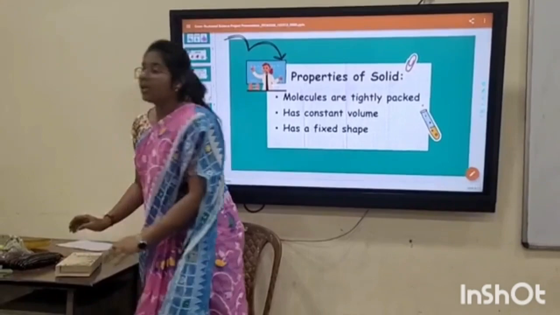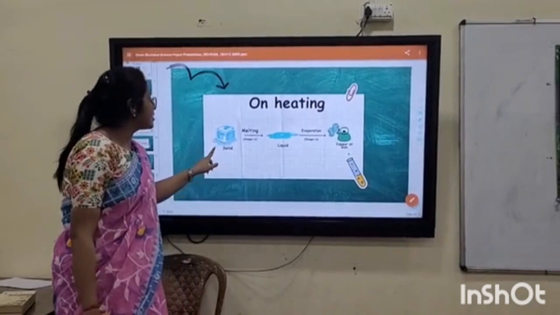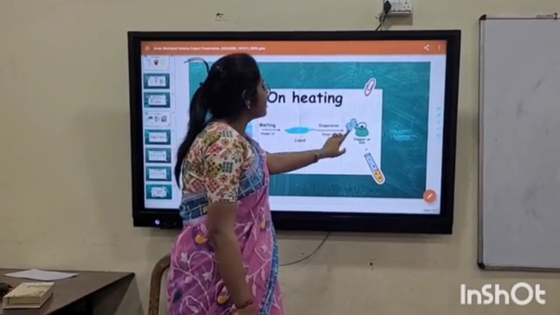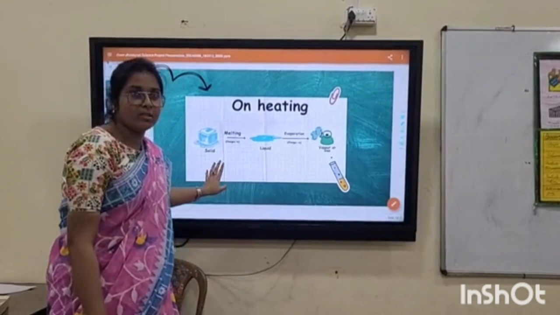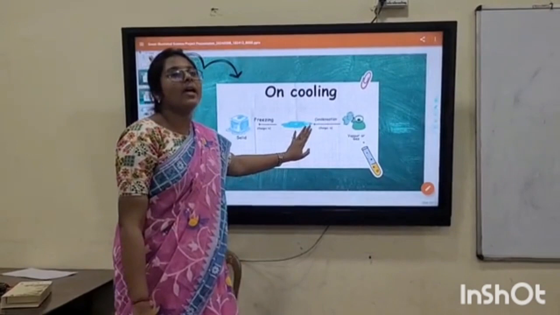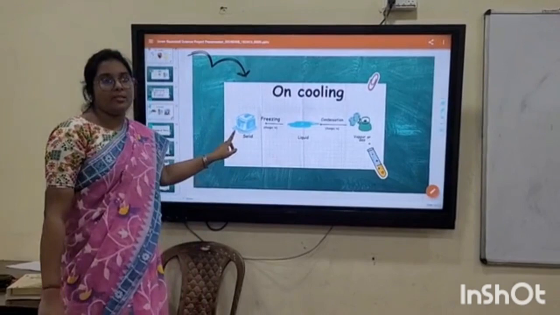And these states of matter change from one state to another. On heating the solid, as we can see there is an ice cube, it melts and changes to a liquid, and on heating the liquid it changes to vapor or gas, and that is called evaporation. Then comes the next part, on cooling. If we cool the vapor or gas, it changes to liquid, and the process is known as condensation. And if we further freeze the liquid, it changes to a solid, and that is called freezing. So that's it. Thank you.